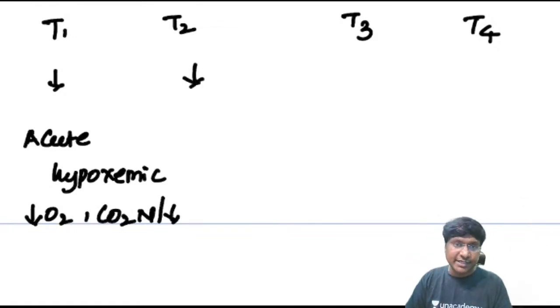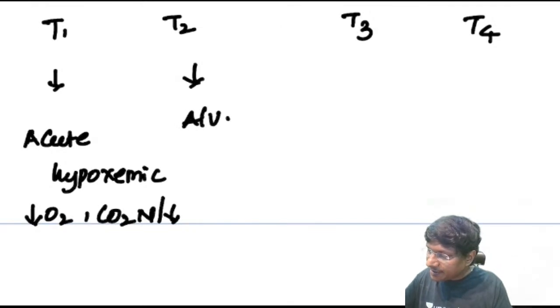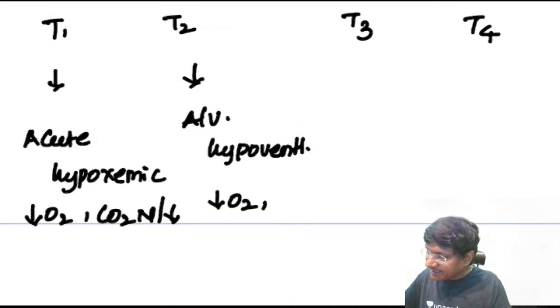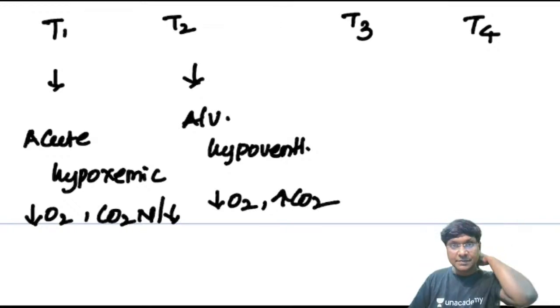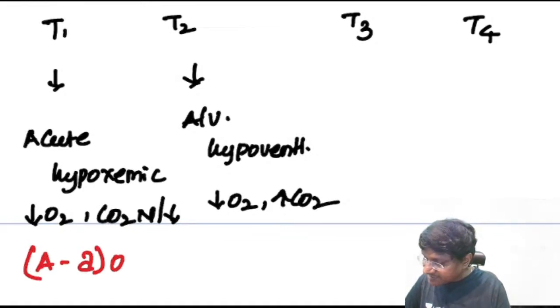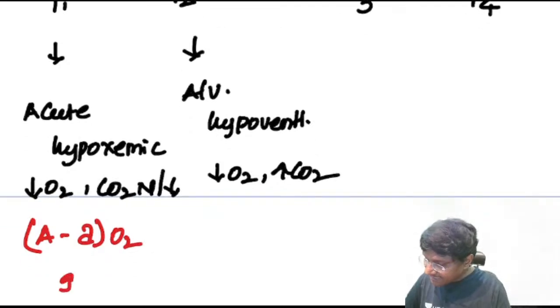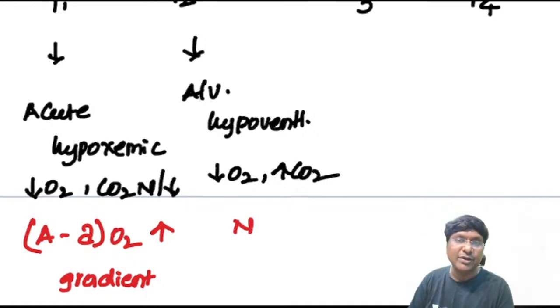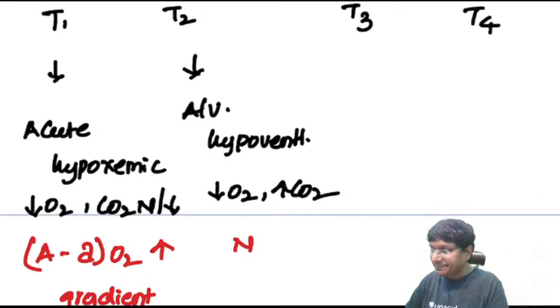Type 2 respiratory failure is due to alveolar hypoventilation, where there will be hypoxia and there will be hypercapnia. Then one more important parameter that will differentiate these two will be the A-a ratio, that is the alveolo-arterial oxygen gradient. In type 1 respiratory failure, the AA gradient will be increased, whereas in type 2 respiratory failure, the AA gradient will be normal.